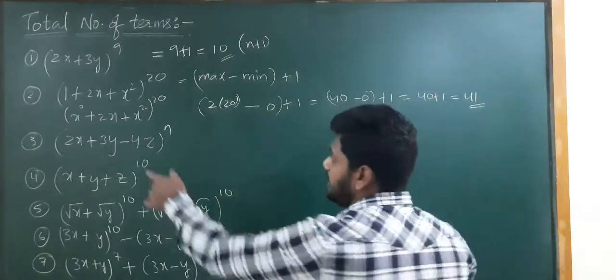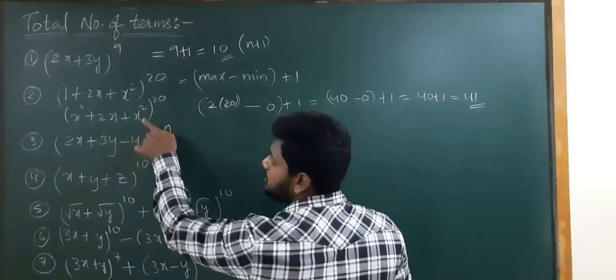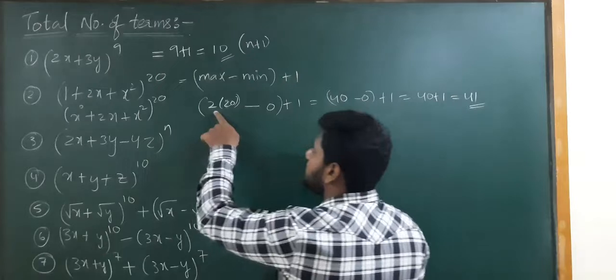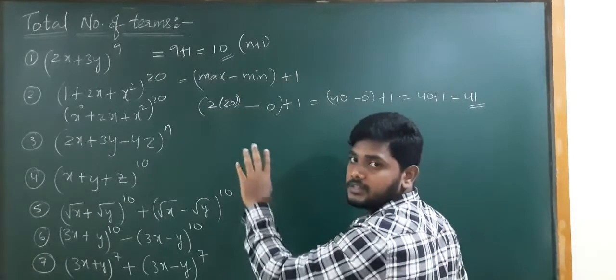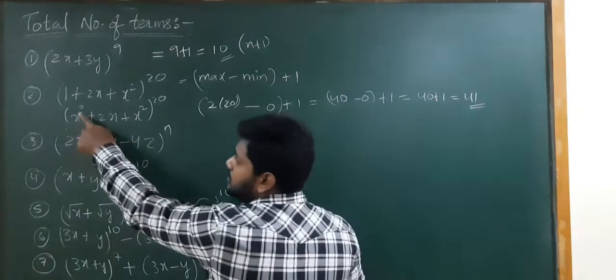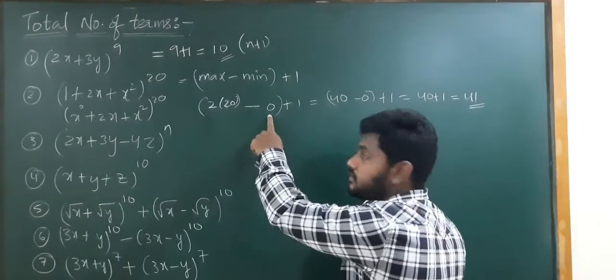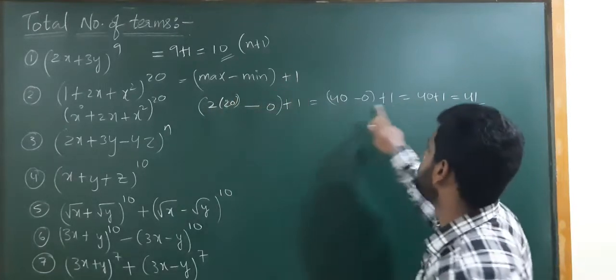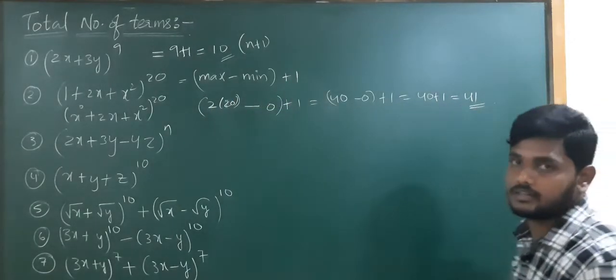Did you understand? In this expression, 2 is the highest degree, but what is the power we have? 20. So 2 into 20, 40. That is the maximum power you can get, minus the minimum. What is the minimum here? 0. So 0 plus 1, nothing but maximum minus minimum plus 1. So 41 number of terms will be there in this.